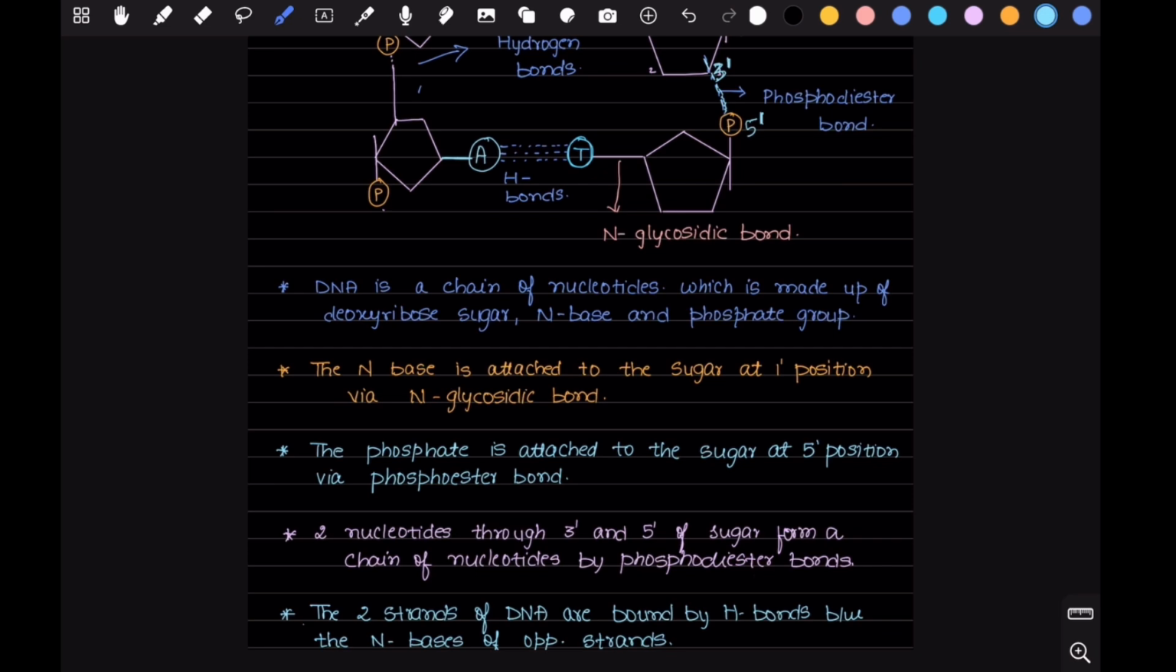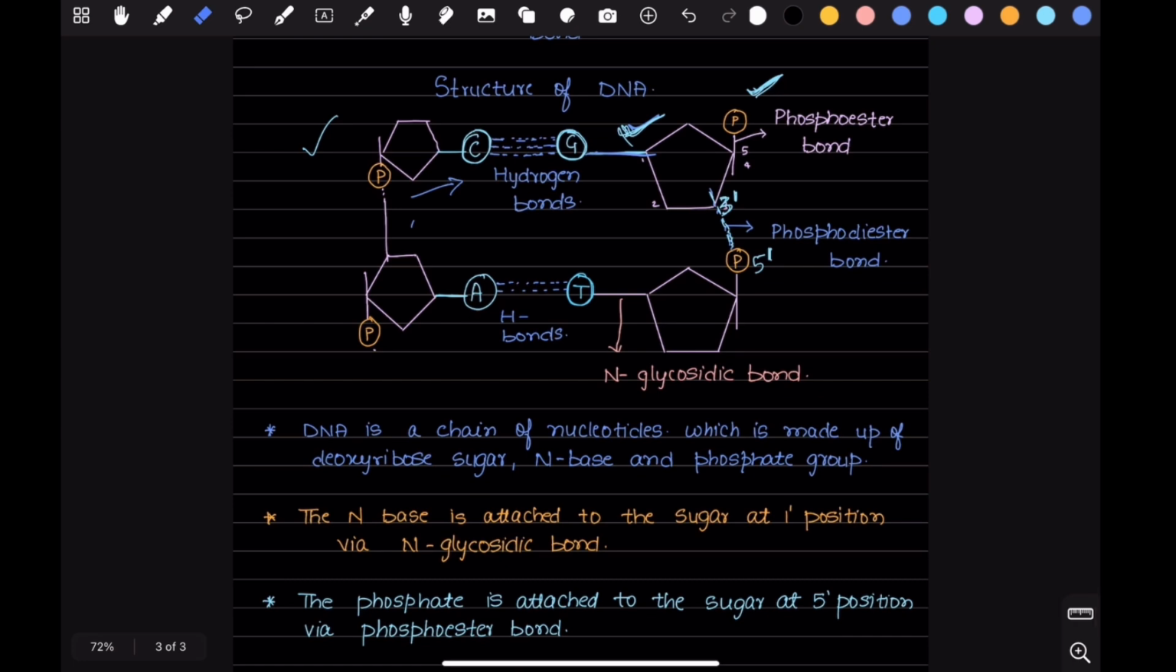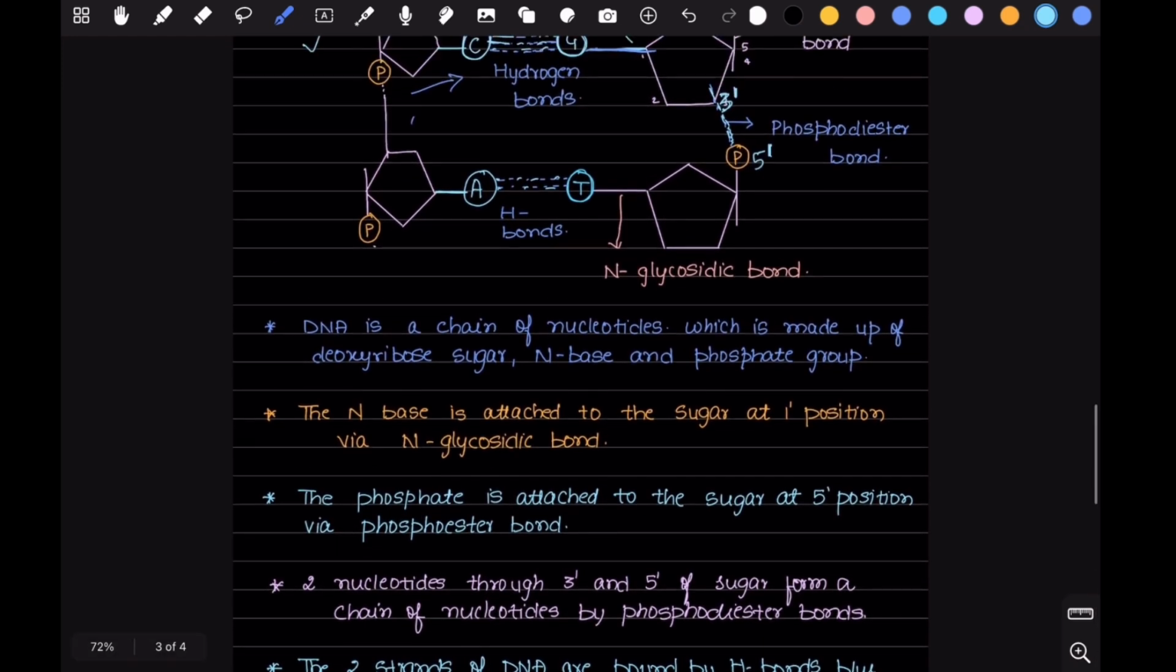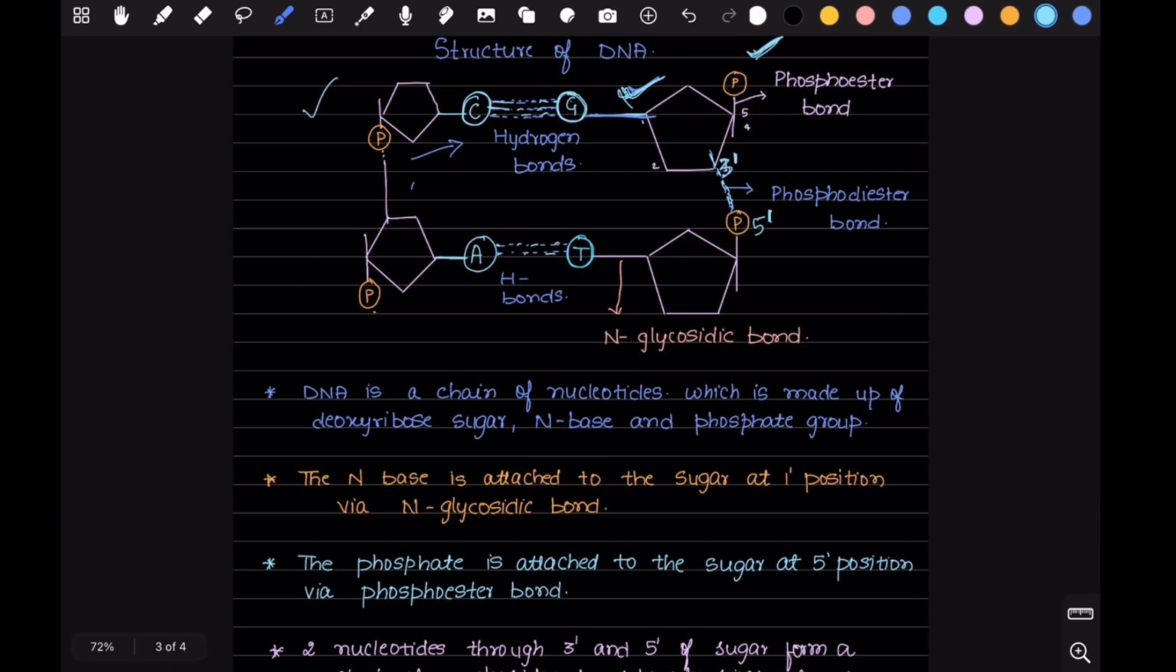And the last point is the two strands of DNA are bound by hydrogen bonds between the nitrogenous bases of the opposite strands. So now we have opposite strands and there is a bond between the nitrogenous bases, and that is hydrogen bonds, which attach the two strands and make the structure of DNA. I hope the structure of DNA is clear.